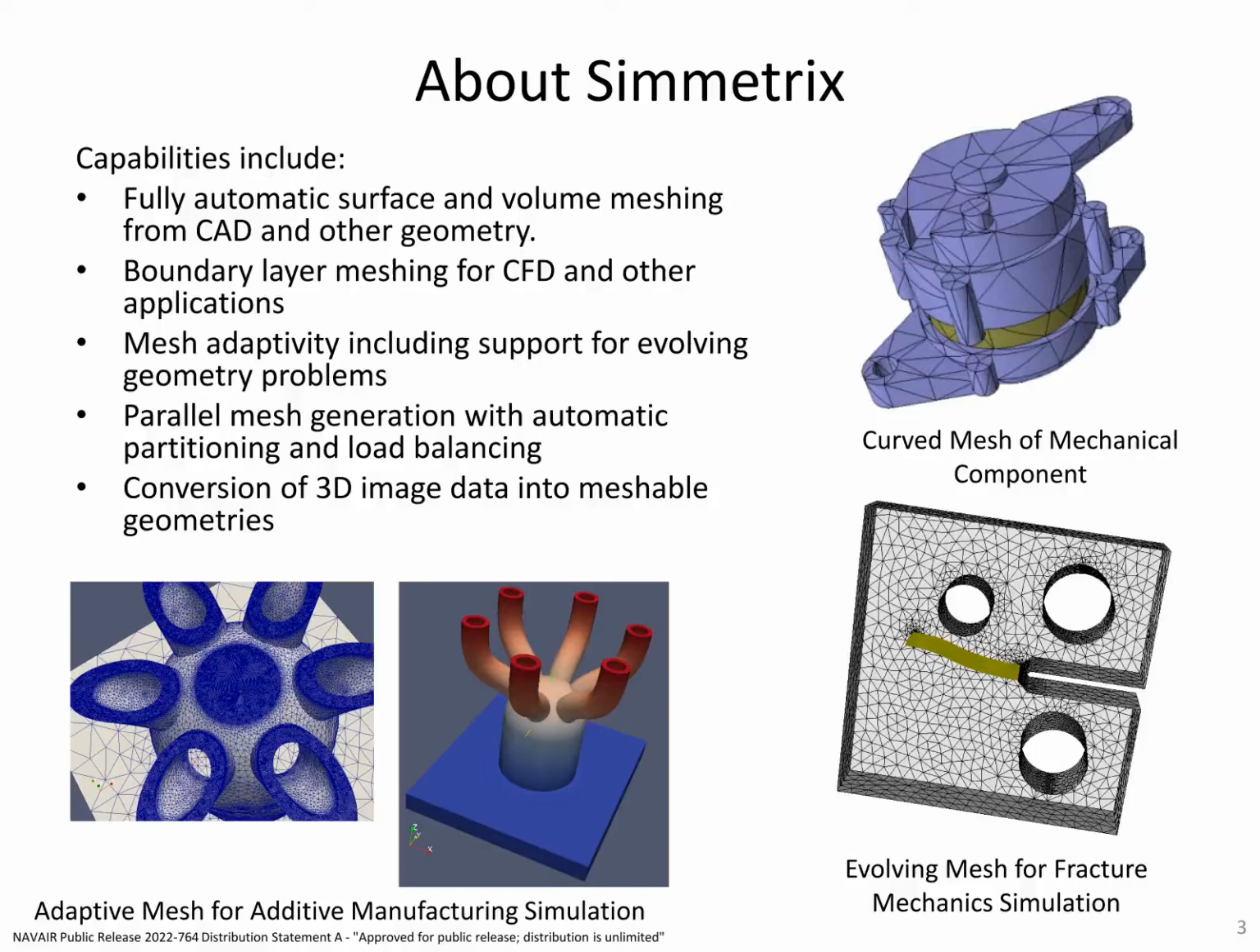Another thing that's important is modifying an existing mesh, what we call mesh adaptivity. And we do this in order to meet the needs of a simulation. This might include refining the mesh to improve the solution accuracy, or modifying the mesh to account for some kind of evolving geometry during the simulation.